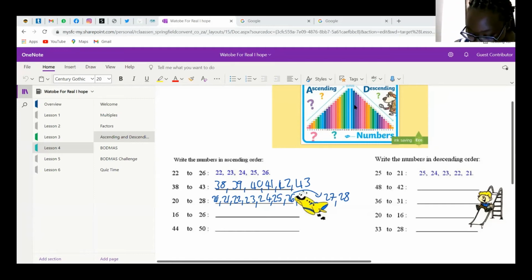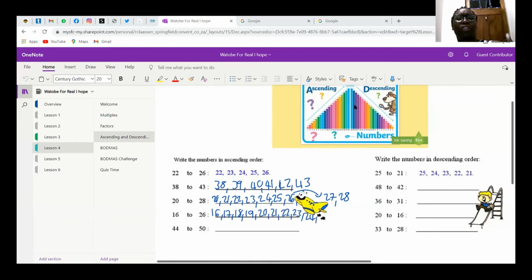16 to 26. Let's go. 16, 17, 18, 19, 20, 21, 22, 23, 24, 25, 26. Okay, that is too easy.